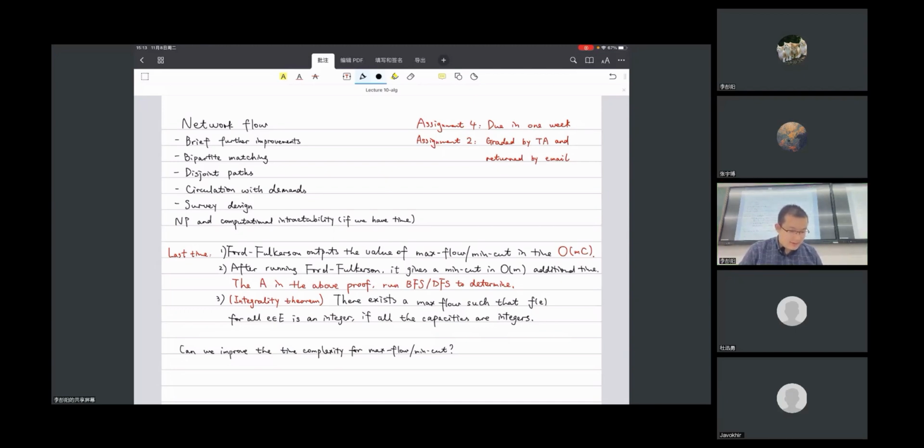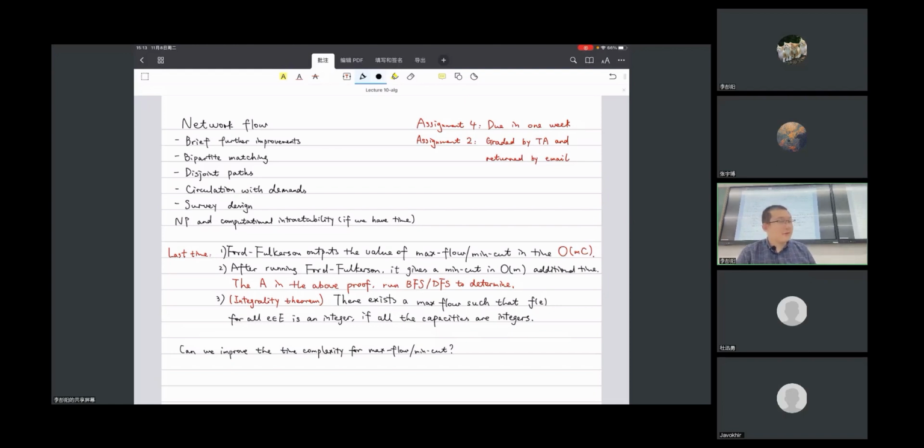Here the first topic today is that we want to very briefly talk about improvements upon the Ford-Fulkerson algorithm. The Ford-Fulkerson algorithm has been there for approximately 60 years. As we discussed, network flow algorithms are very important. The max flow problem and the min cut problem per se are already very important problems, and they also have a lot of applications. The Ford-Fulkerson algorithm gives us a time complexity of O of m times c, but it's a very natural question to ask whether we can improve the time complexity of the max flow problem or the min cut problem.